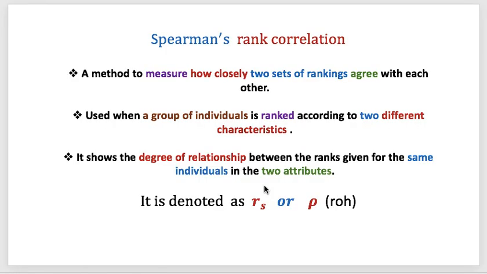So let us see what it means. What do we mean by rank correlation? Basically, it measures how closely two sets of rankings agree with each other. Even if you have a group of individuals ranked according to two different characteristics, it can be implemented. It also discusses the degree of relationship between the ranks given, for example, to the same individual for two attributes. Apart from that, if two sets of data are expressed in ordinal form, that means in order, then we can also find the correlation between them. It is denoted either by RS or by the symbol rho.